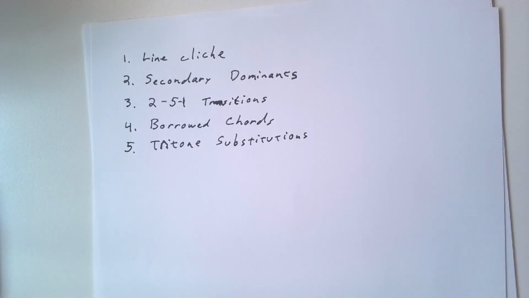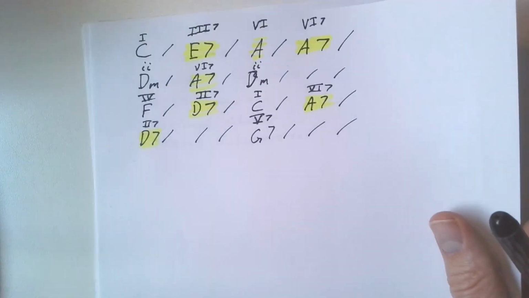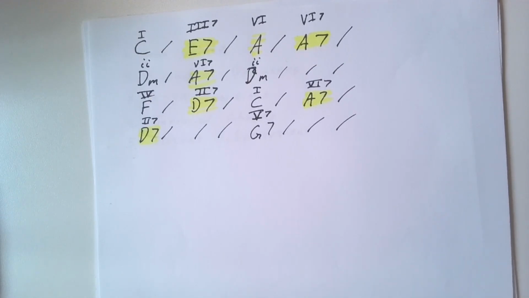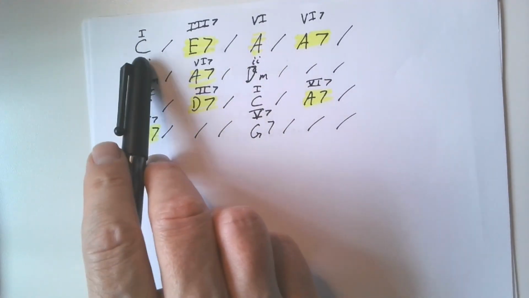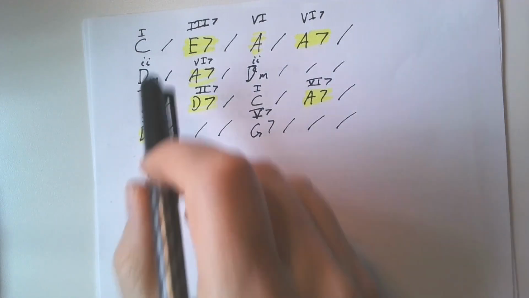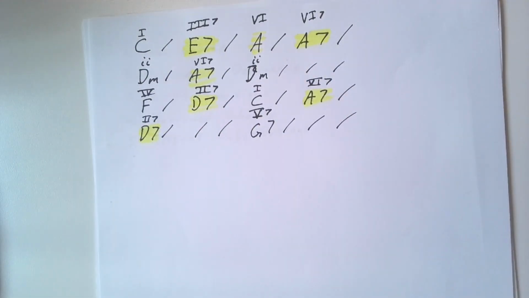One more time, I want to go back over this chord progression, which is to Nobody Knows You When You're Down and Out. Are there line cliches in here? And right off the bat, I can see one right here, C, E7 to A. Now that, if you know just the chords, doesn't look like a line cliche, but if you know the notes inside all of these chords, it might jump out at you.